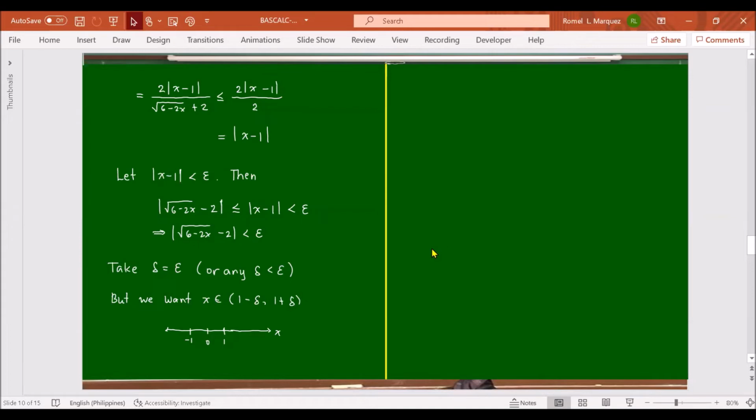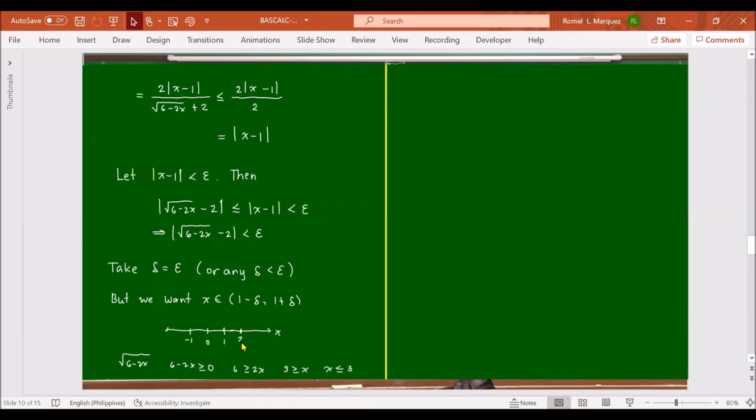If you have the square root of 6 minus 2x, the domain of this is what? 6 minus 2x is greater than or equal to 0. Or 6 is greater than or equal to 2x. Dividing, 3 is greater than or equal to x. Or x is less than or equal to 3. So we try to avoid those values that are to the right of 3.